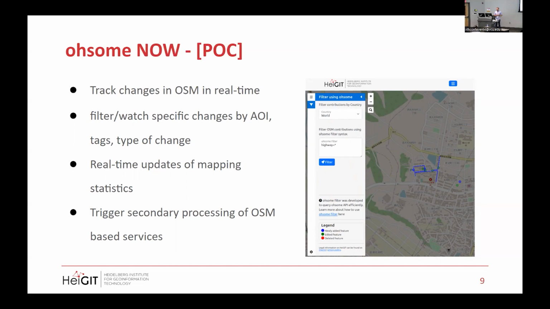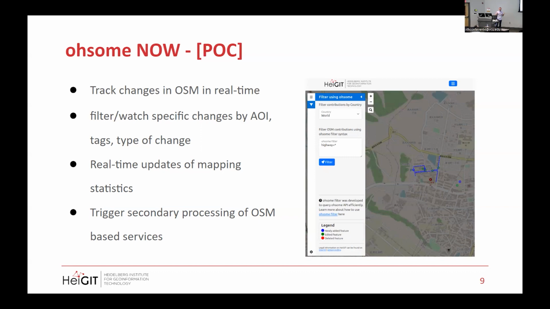And we developed that together with HOT, the Humanitarian OpenStreetMap team, that want to be able to have real-time statistics on their impact in mapping. But there are also other use cases, for instance, like listening to the stream and watching for an event and triggering secondary processing.